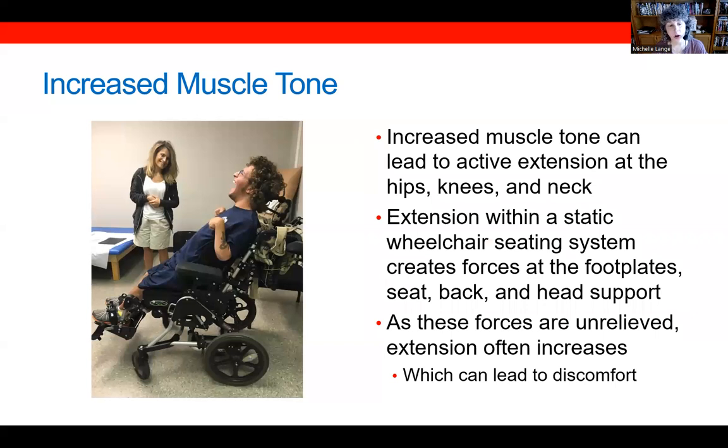He is putting quite a bit of weight on the bottom of his feet, on his upper back, and the back of his head, and almost no contact with the seat at all during this extension. So we can see a great deal of force as someone assumes this whole body extension pattern. And if these forces are unrelieved, then often the extension will continue and may even increase in force.